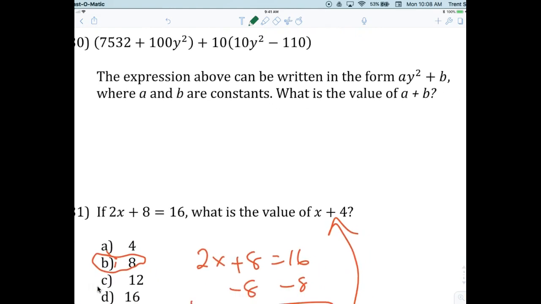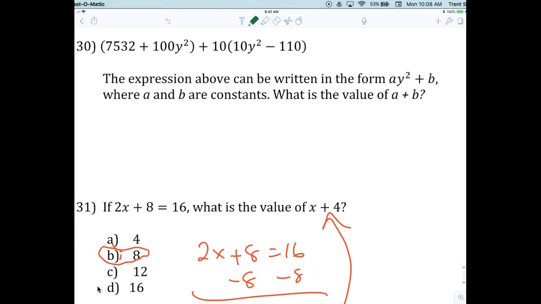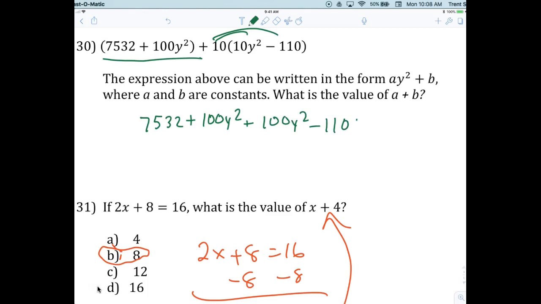Now, again, this one, there were like 2 or 3 of you that got this right out of everybody. So this was kind of hard, but actually it wasn't very hard. It was actually kind of easy. We had to just distribute. Is there really anything to distribute here? No, so that's just 7532 plus 100y squared. Now I have to distribute the 10, which becomes plus 100y squared minus 1,100.